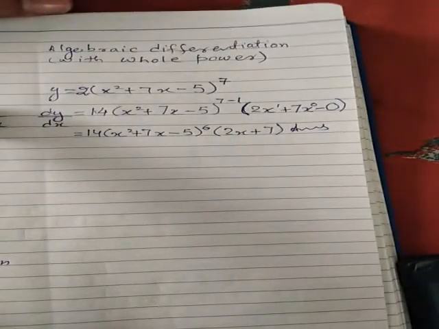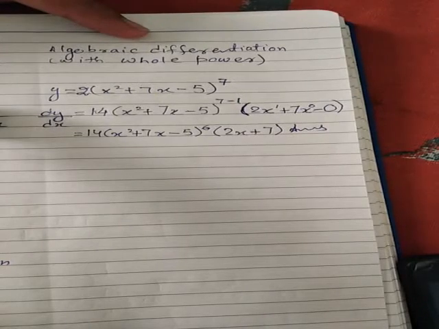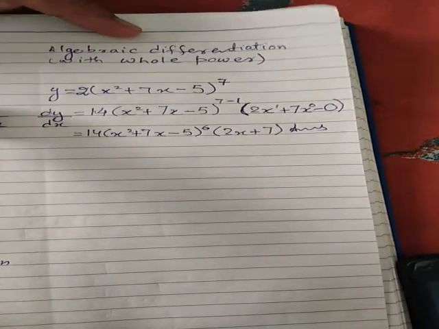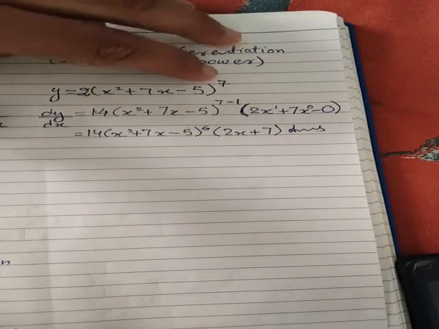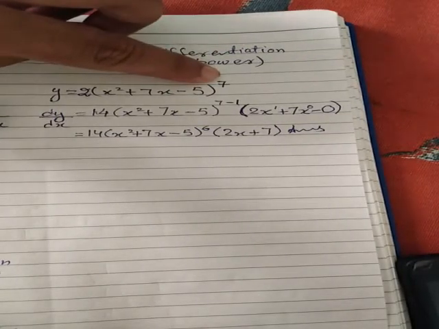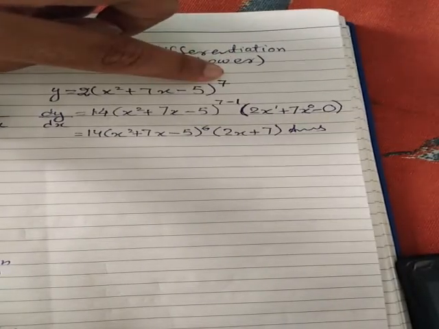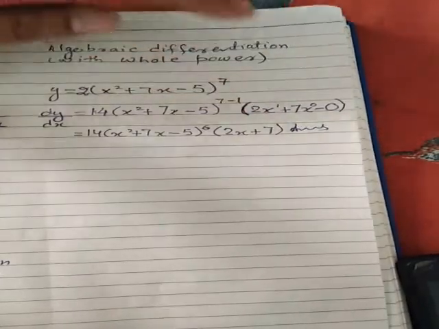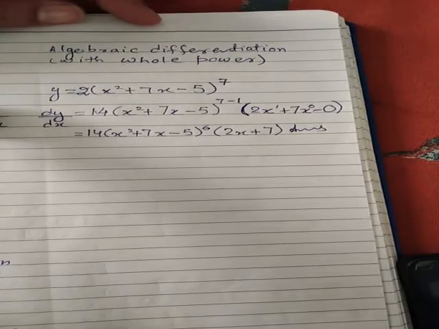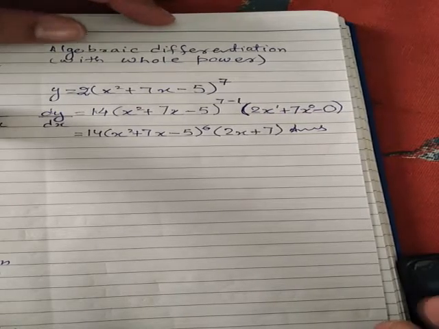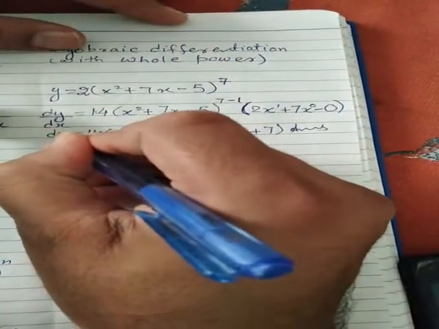In this way you are going to differentiate your algebraic differentiation with whole power. The previous one was without whole power. You will directly start with the differentiation of the term. In this one, first of all, you will differentiate the whole power of the bracket, and then you will differentiate the terms individually. So this is the equation of dy over dx.